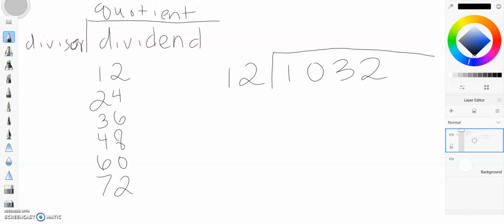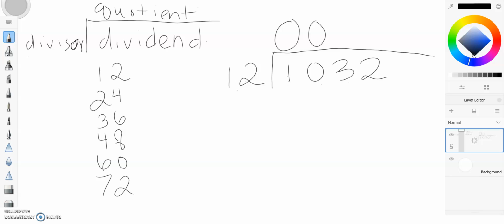So how many times can 12 go into 1? Well, it can't, right? It's too big. So we're going to put 0 right there. So now we have to see how many times can 12 go into 10? Well, it's still a little too small of a number, isn't it? 12 is bigger than 10. So now we'll put a 0 up here. How many times can 12 go into 103? So we've already counted up to 72, but it looks like we're going to have to keep going.